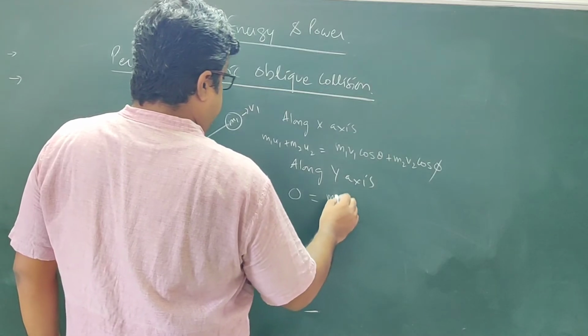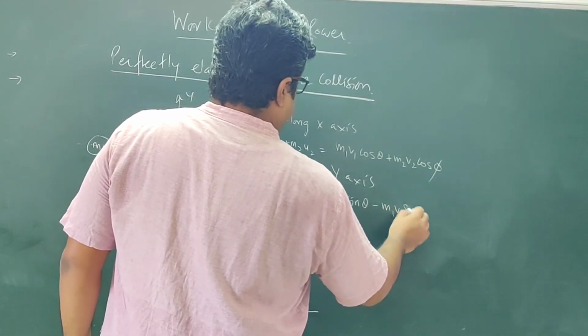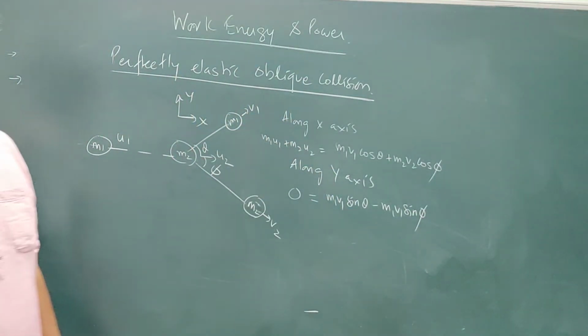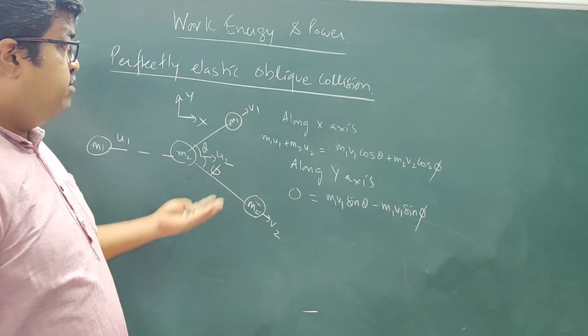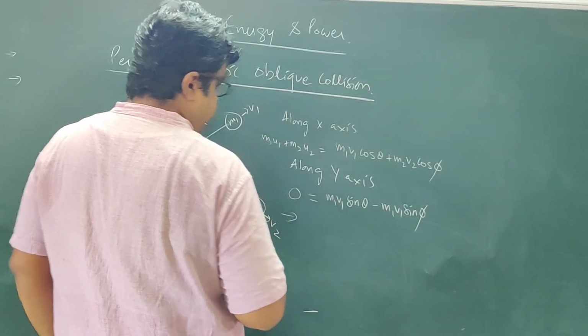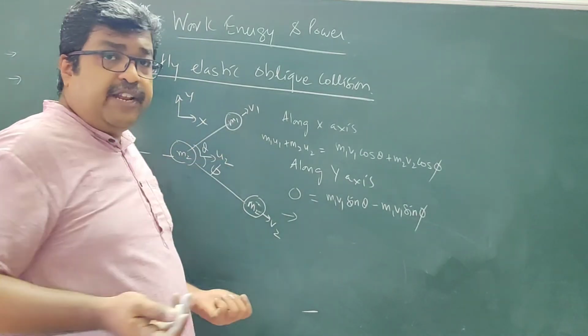So I have m1 v1 sin theta minus m1 v1 sin phi. Okay, now this is conservation of momentum. Now conservation of kinetic energy. Kinetic energy is a scalar quantity, so we need not worry about all these theta and phi directions.